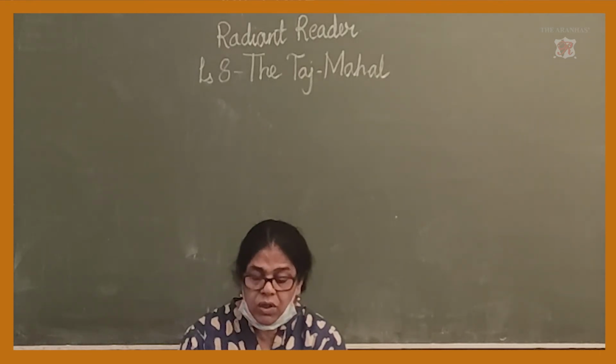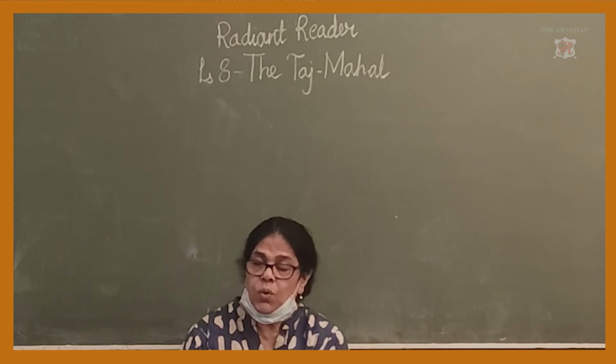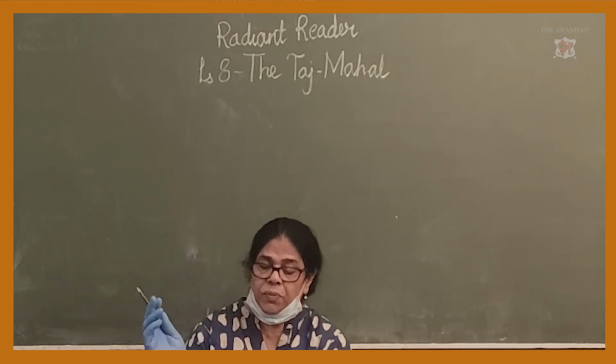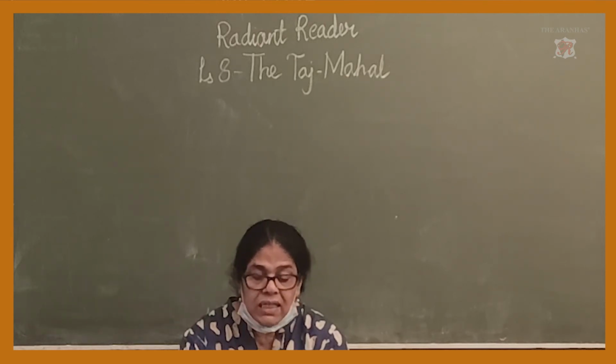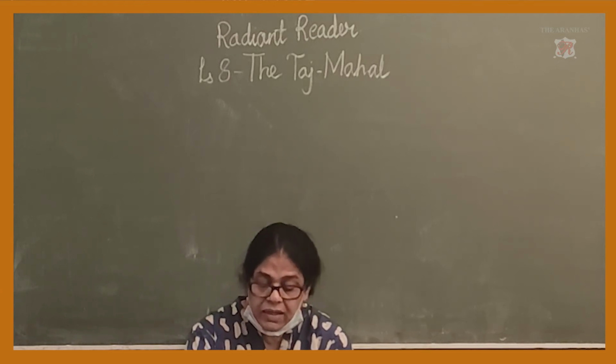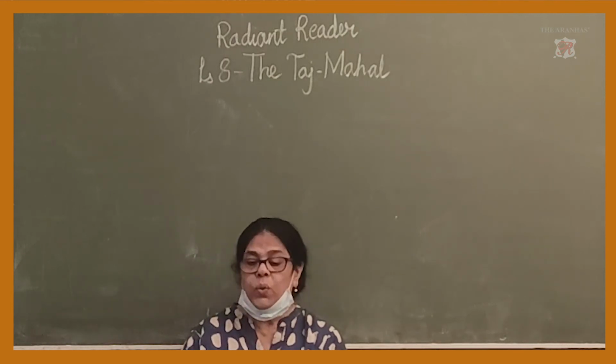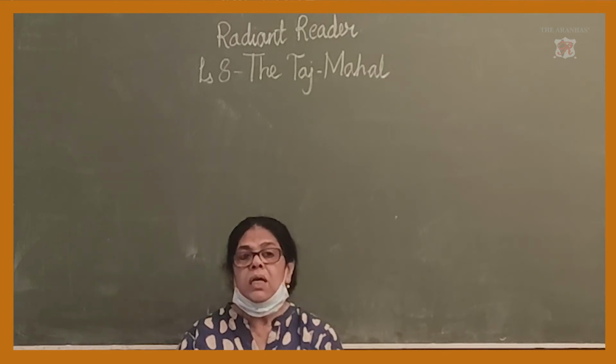The wall around the quadrangle, including the river face of the terrace, is made out of red sandstone. So the walls around the Taj Mahal are made out of red sandstone, with cupolas and pillars of the same white marble.